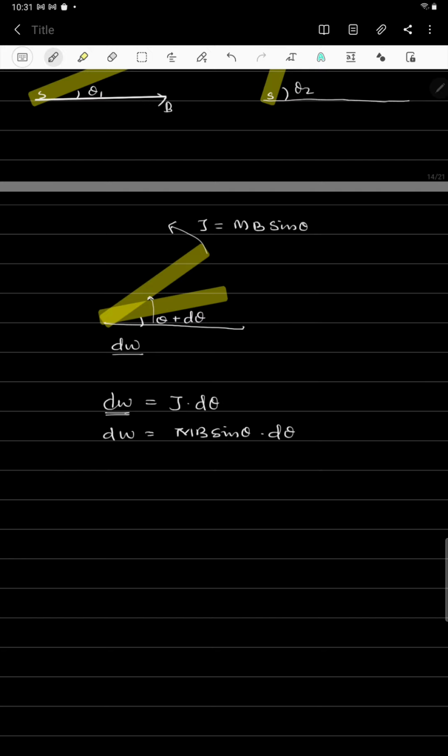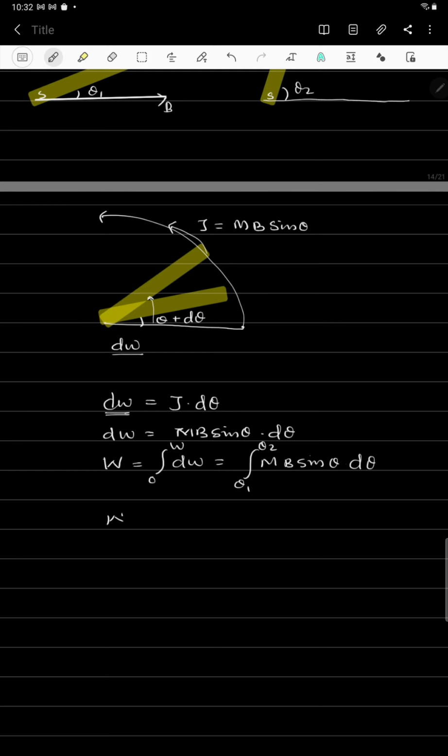So the complete work from this point to the final angle alpha. So now here, the complete work done on the magnet is equal to the integration of dW, which is equal to the integration of mB sin theta d theta. Therefore, here the work ranges from 0 to W, and the angle ranges from theta 1 to theta 2.